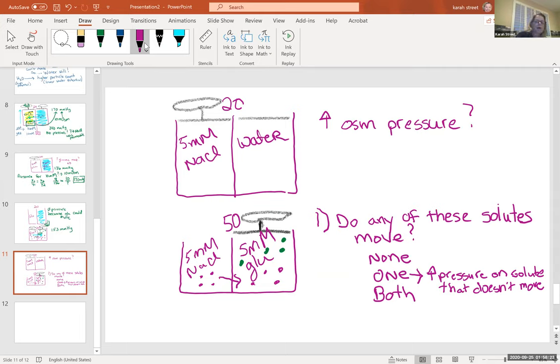Now, what about if we repeat this experiment, sodium chloride on one side, glucose on the other, but now we have a molecular weight cutoff of 200. Ask yourself the question again. Do any of these solutes move? None? One? Both?